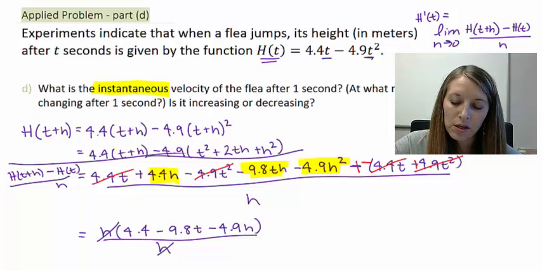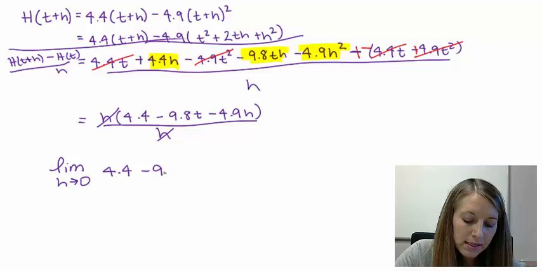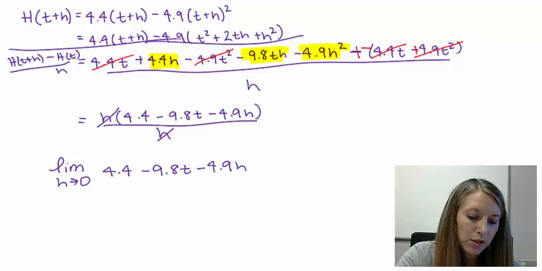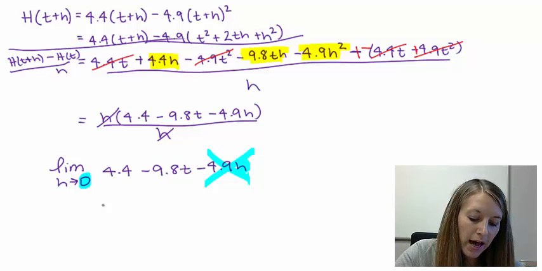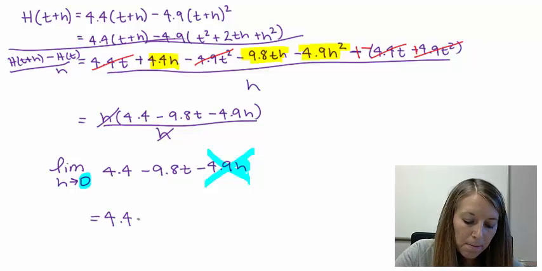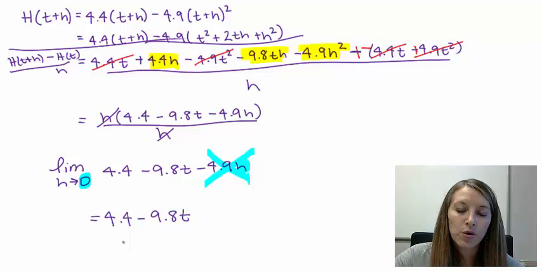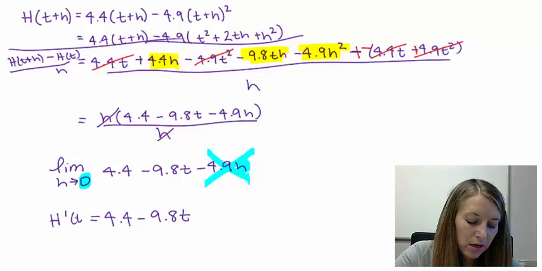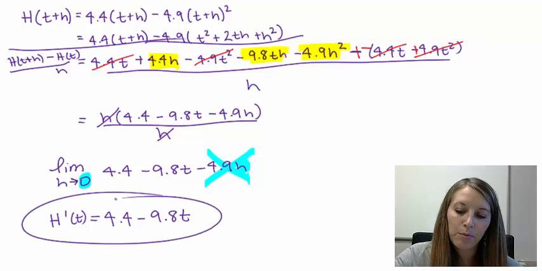So that moves us to the third step of our derivative, which is computing the limit as h goes to 0 of whatever we have left: 4.4 minus 9.8t minus 4.9h, which means we just substitute in 0 for all of our h values. Of course, that's going to become 0 and cancel out, so we are left with 4.4 minus 9.8t. So we have officially computed our derivative, and we substitute in our notation here: h prime of t equals 4.4 minus 9.8t.